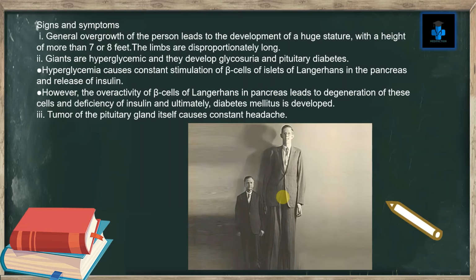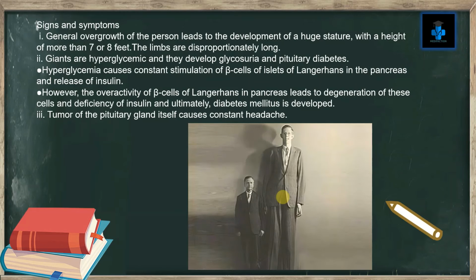Signs and symptoms. Number 1 is general overgrowth of the person leads to the development of huge stature with a height of more than 7 or 8 feet. The limbs are disproportionately long. Number 2 is giants are hyperglycemic and they develop glycosuria and pituitary diabetes.